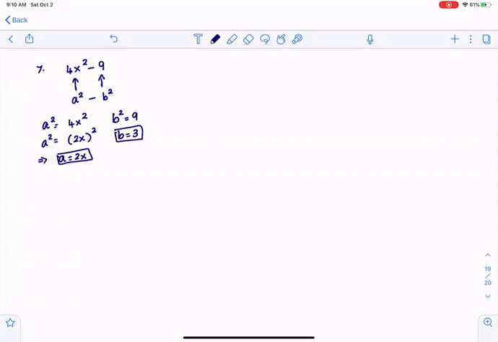We know a squared minus b squared is a plus b times a minus b. So 2x plus 3 times 2x minus 3.